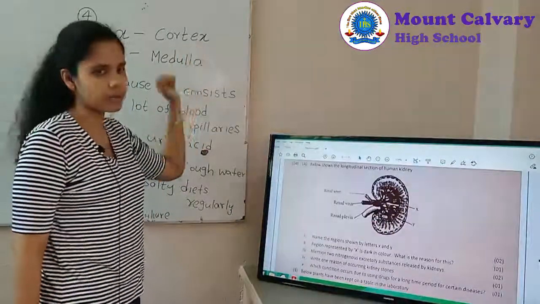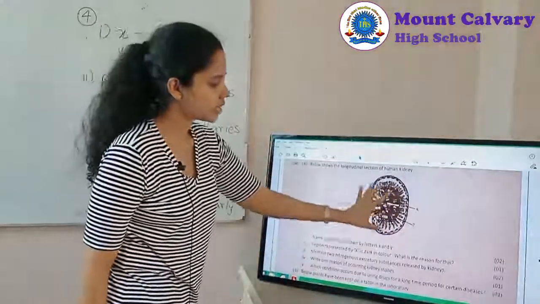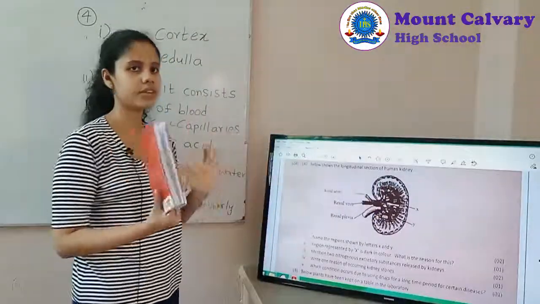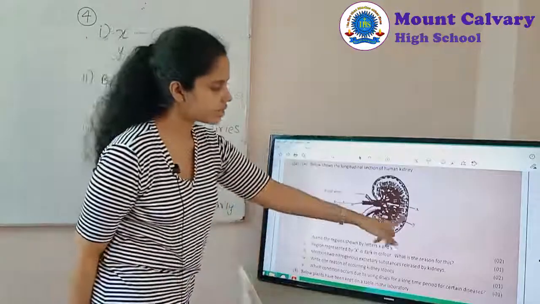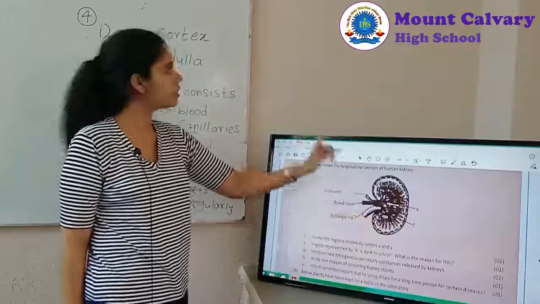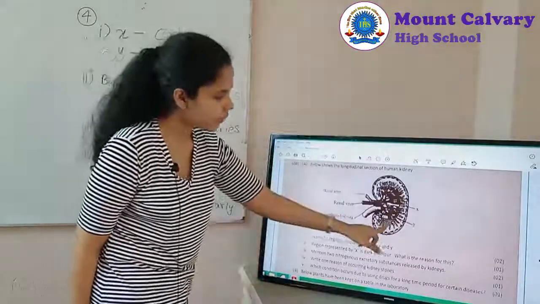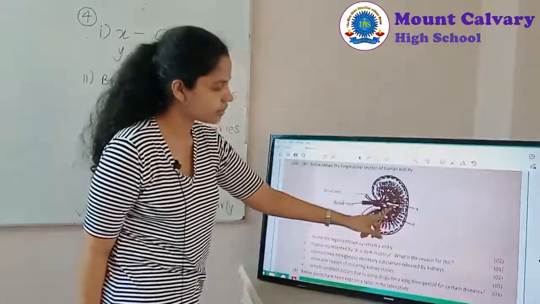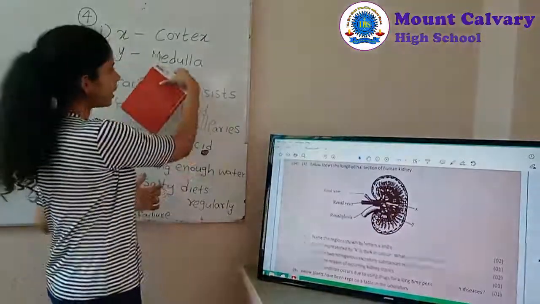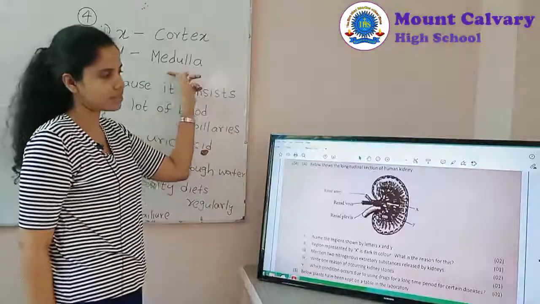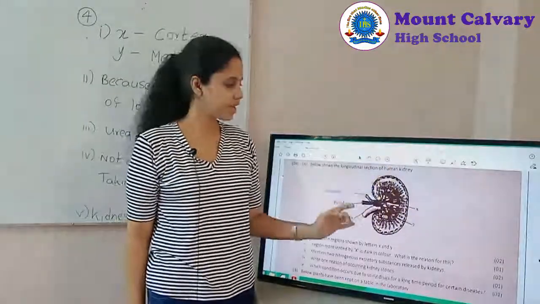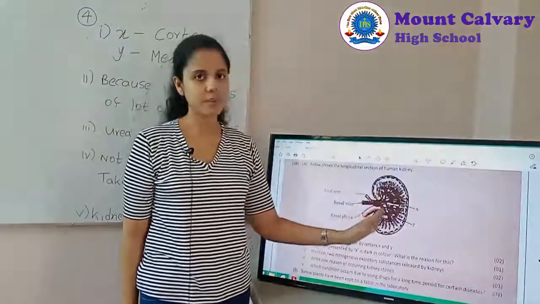X we call as cortex. Now we already know if we take a human kidney, there are two sections of a human kidney. What are the two sections? The outer part we call as what? Cortex. And here Y, they have shown you the inner part, the middle part of the human kidney. We call it as medulla. So the part X, the outer part of the kidney, is cortex. And the inner part of the kidney is what?